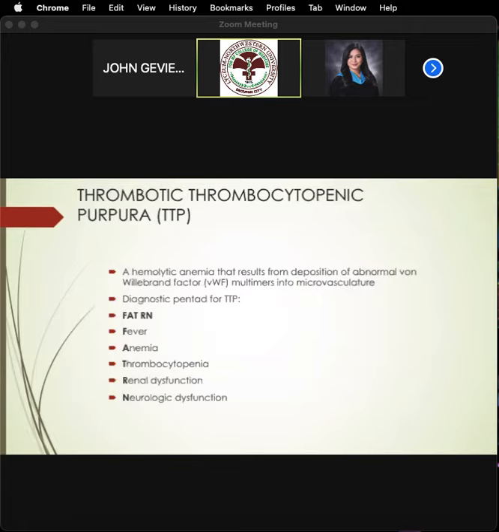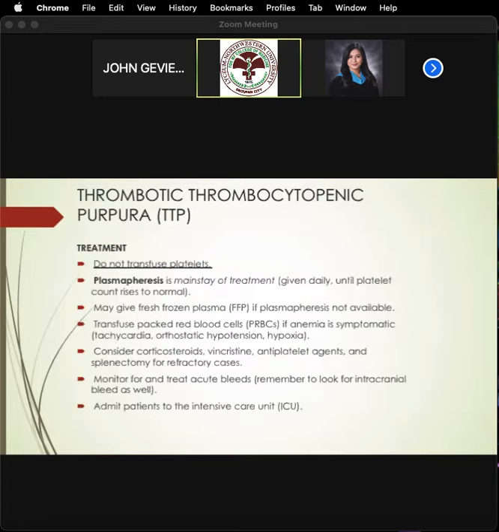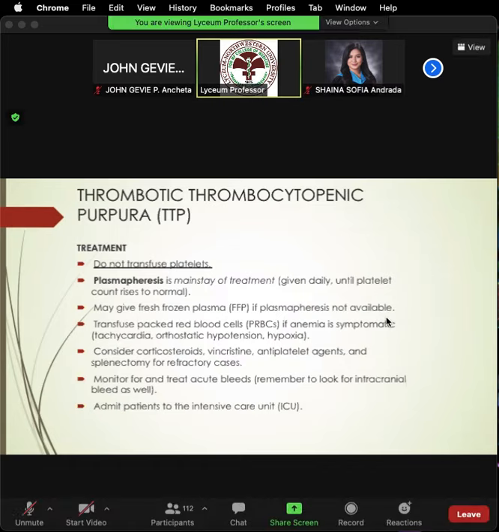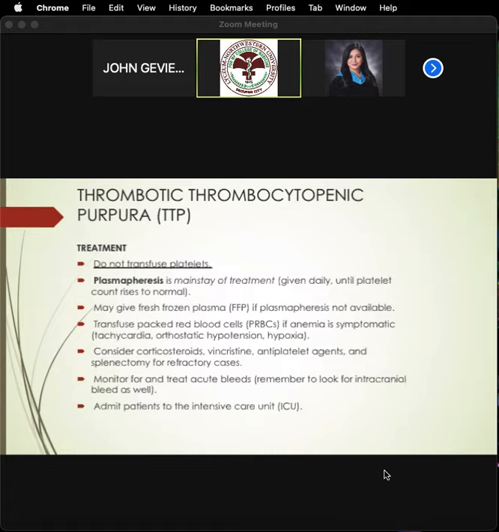Let's proceed with TTP, thrombotic thrombocytopenic purpura. It's a hemolytic anemia that results from deposition of abnormal von Willebrand factor multimers into the microvasculature. The diagnosis is the pentad: fever, anemia, thrombocytopenia, renal dysfunction, and neurologic dysfunction. Unlike ITP, for TTP we do not transfuse platelets, because transfusing platelets in TTP is thought to fuel the fire and exacerbate consumption of platelets and clotting factors, resulting in more thrombi in the microvasculature. So we do not transfuse platelets.